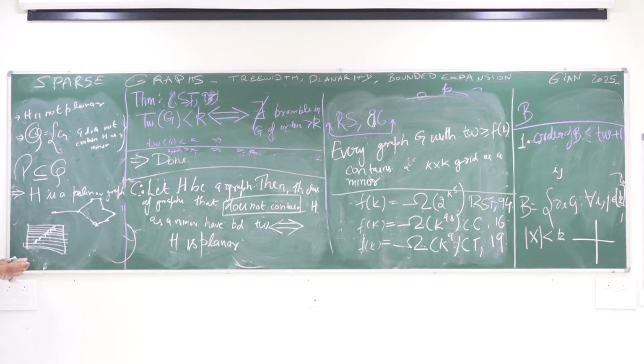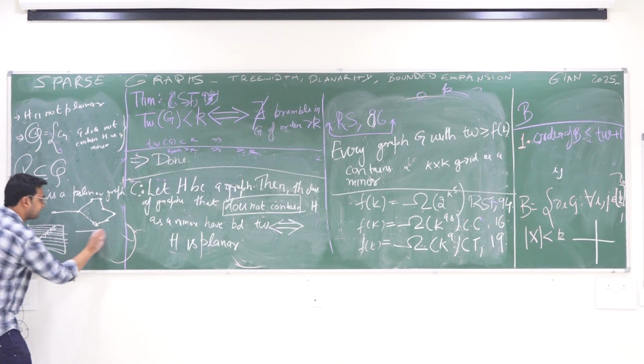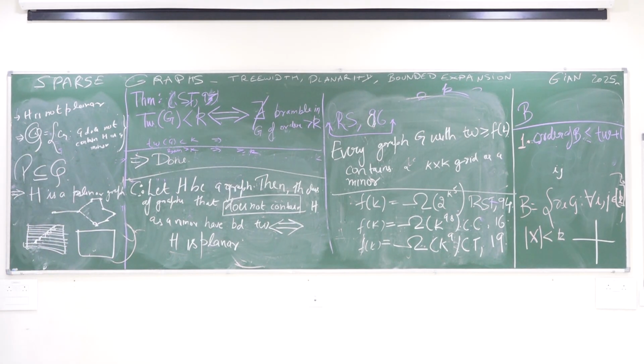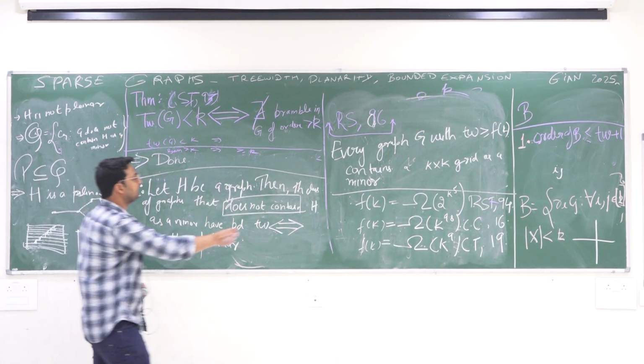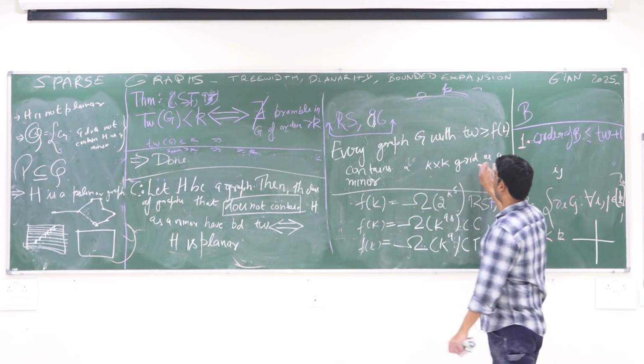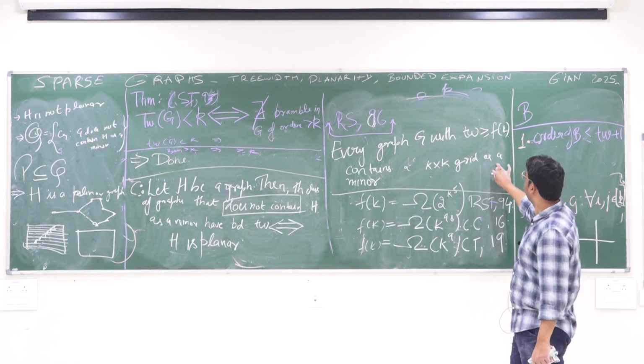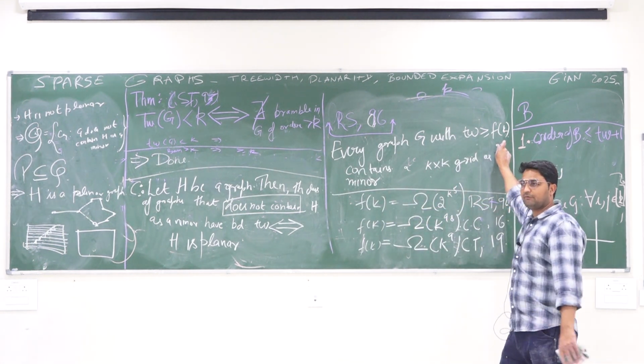You can delete all the vertices, and now you exclude a grid as a subgraph. So you cannot have a bigger grid now, because every bigger grid contains this grid as a minor. So the largest grid you can contain as a minor is this. And since you do not contain a k by k grid as a minor, your treewidth is less than or equal to f of k.